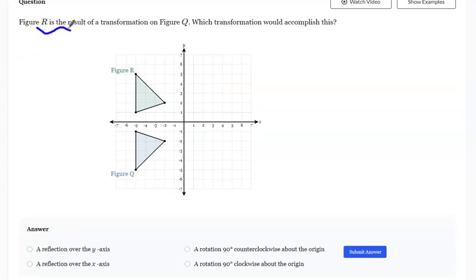Look at this one. Figure R is the result. So this is the new shape. So let's see here. If I folded it along this line, would this be 1 up, 1 down? Yep. 2 up, 2 down? Yep. 5 down, 5 up? Yes. This is a reflection over the x-axis.